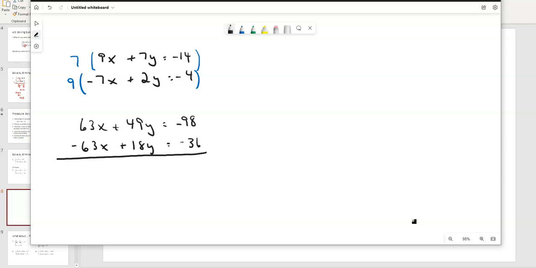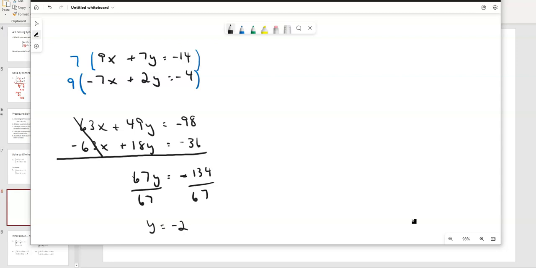All right, so like we planned, the x's go away. Add these together, I get 67y. Over here, they're both negative, so I'm going to get a negative something. 8 plus 6 is 14, carry the 1. 9 plus 3 is 12, plus 1 is 13. Okay. Divide both sides by 67. 134 divided by 67 is 2. Well, negative 2 because there's a negative sign in there.